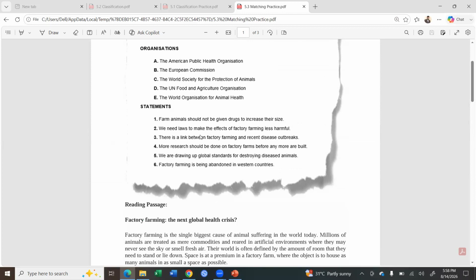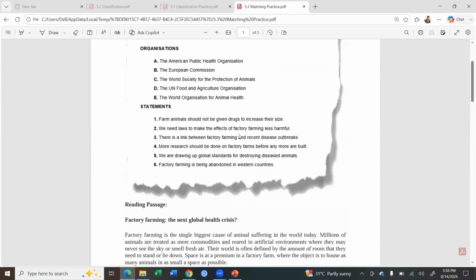Read question number 2. Atika, read it aloud, Shabas. Question number 2. Read it aloud. Statement number 2. We need laws to make the effect of factory farming less harmful. Okay. Now, what are the keywords in this statement? What should we be looking for in the passage? Laws, right? Yes, sir. Need of law or requirement of laws, right?